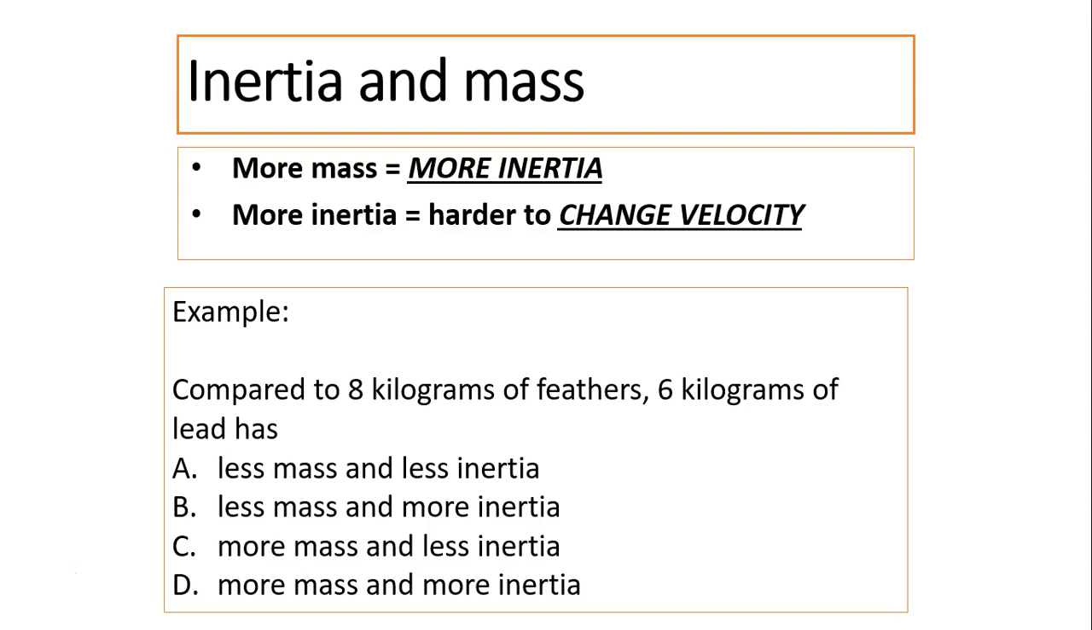Let's take a look at an example. Compared to 8 kilograms of feather, 6 kilograms of lead has, what choice is this? Since inertia is measured by mass, which one would have more inertia? More mass has more inertia. 6 kilograms will have less inertia. Which one has more mass? Well, 8 kilograms obviously has more, so the answer is A.